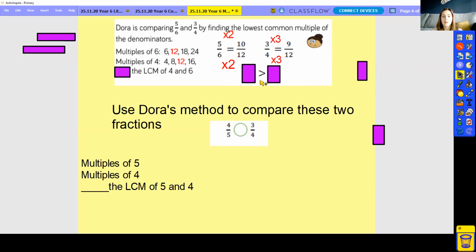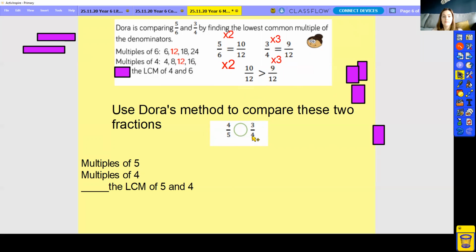So now, which is the larger fraction? So is the largest fraction 3/4, which is equivalent to 9/12, or 5/6, which is equivalent to 10/12? Well, my largest one is, of course, the 10/12, which was 5/6. So 10/12 is greater than 9/12, okay? So we're now going to use Dora's method to compare these two fractions.